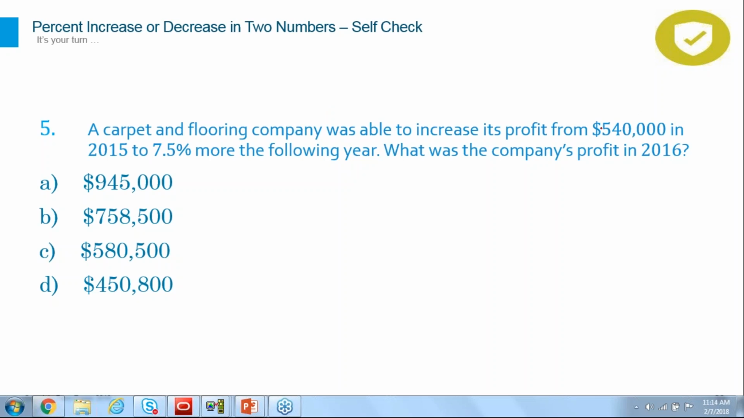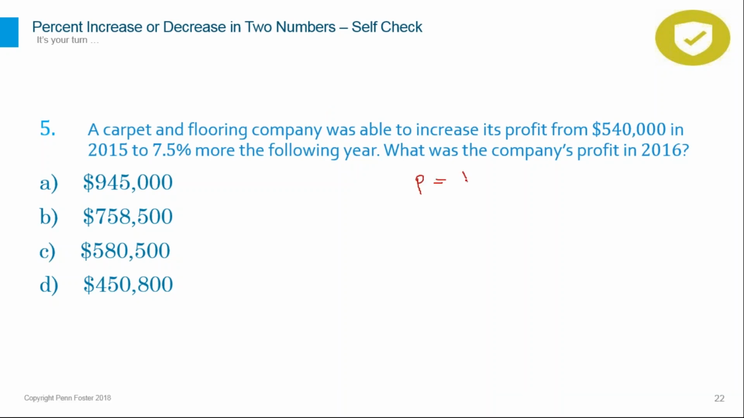So what we're going to do is P equals B times R, where B is the base. The base that we are applying the percent to is $540,000, times R, which is not 7.5, it's 0.075. Now multiply, and that will give you the increase in dollars. $40,500 was the increase. That's not the final answer.